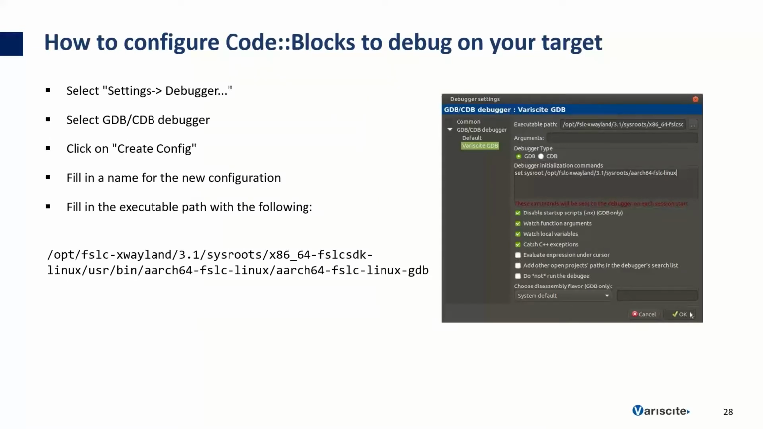Now we need to configure, first of all, the debugger, and we will create an additional debugger starting from the default one. We create a kind of copy, and then we will set the right path. That is the one for our own toolchain.